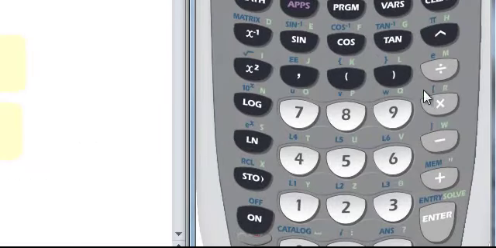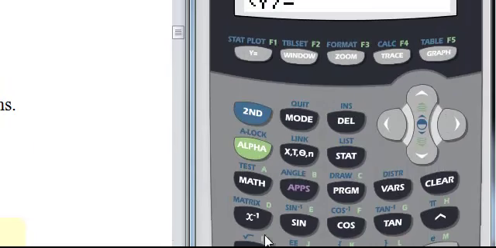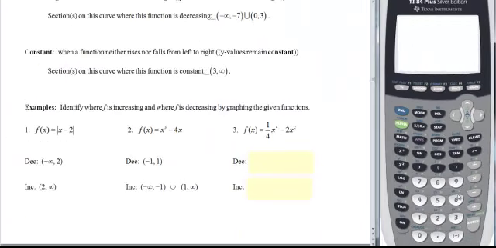Type in 1 divided by 4, x raised to the 4th minus 2x squared. Let's see if zoom 4 will work on this one. Sort of. I think I'll go out to zoom 6 then.